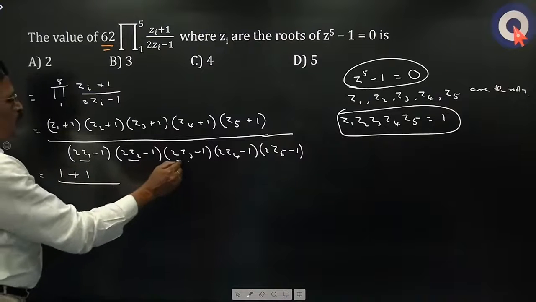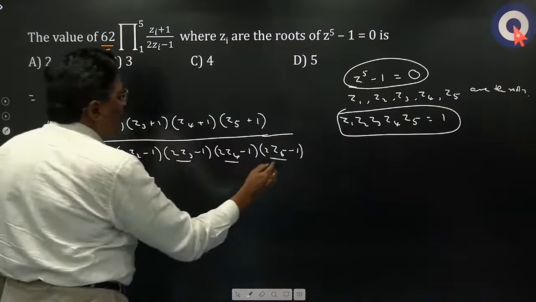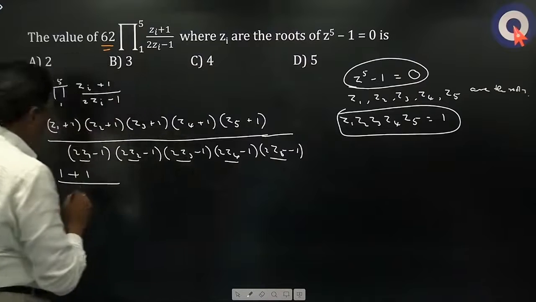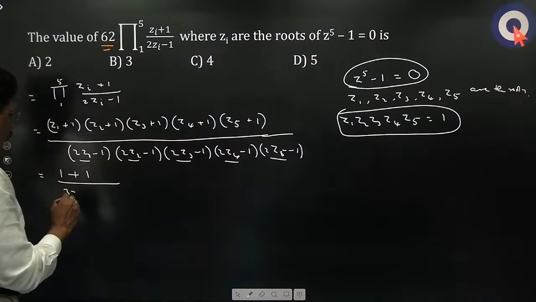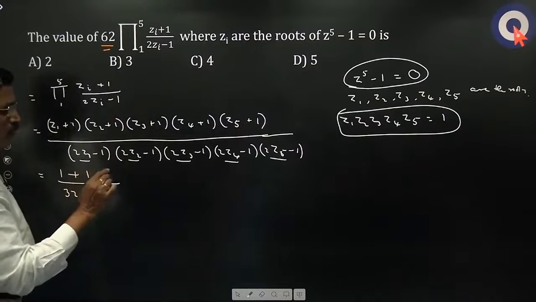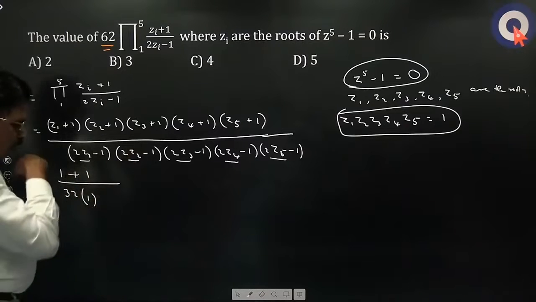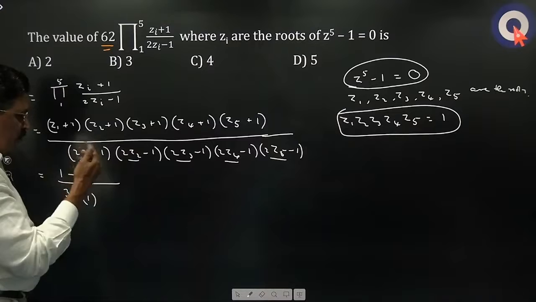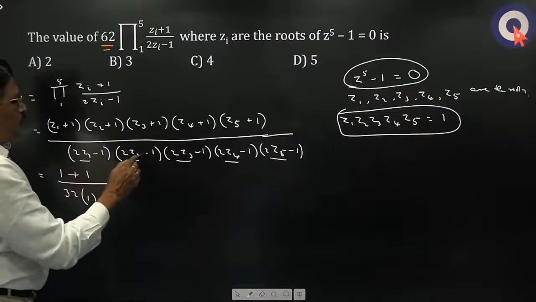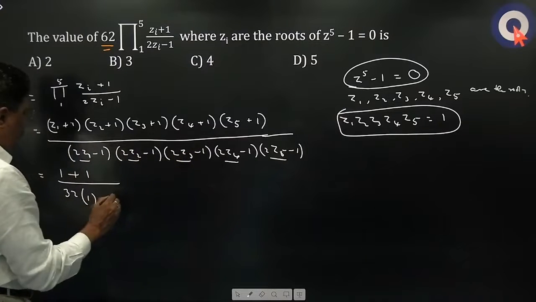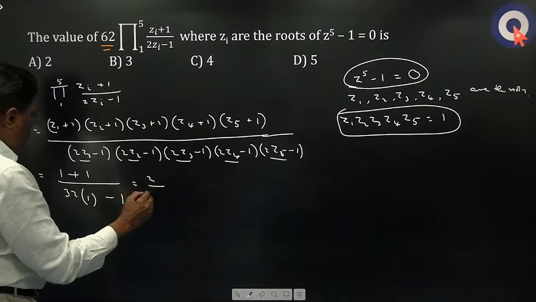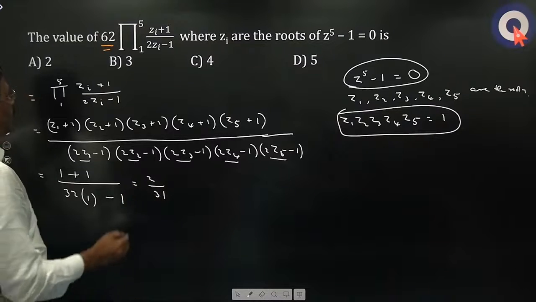2z1, 2z2, 2z3, 2z4, 2z5, when you multiply them, you get 2 power 5, which is 32, times z1 z2 z3 z4 z5, which is 1, and all other sums of the products become 0, and minus 1 multiplied 5 times gives minus 1. So what I get is 2 by (32 minus 1), which is 2 by 31.